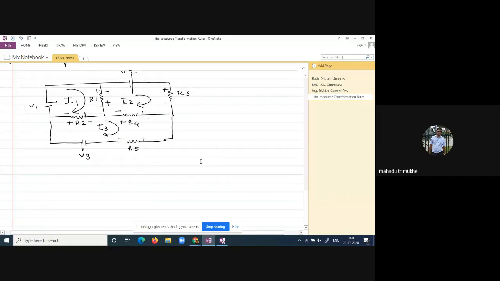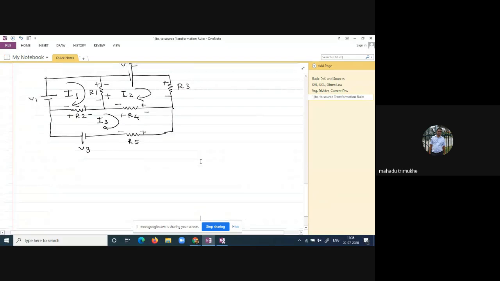Fine. Then you have to apply KVL. For the mesh analysis, KVL is applicable. So we have to apply KVL to mesh one. Suppose I am starting from V1 here, V1 for the first loop. KVL to the first loop.